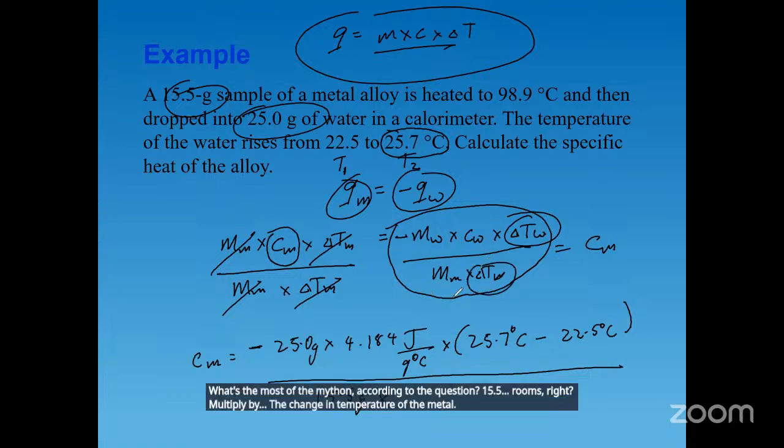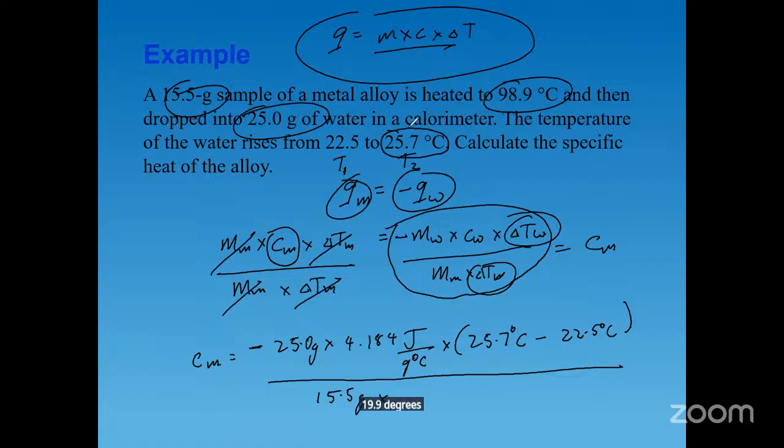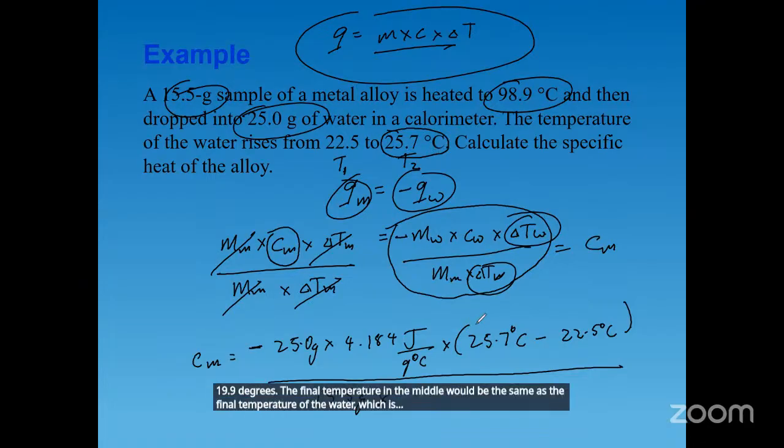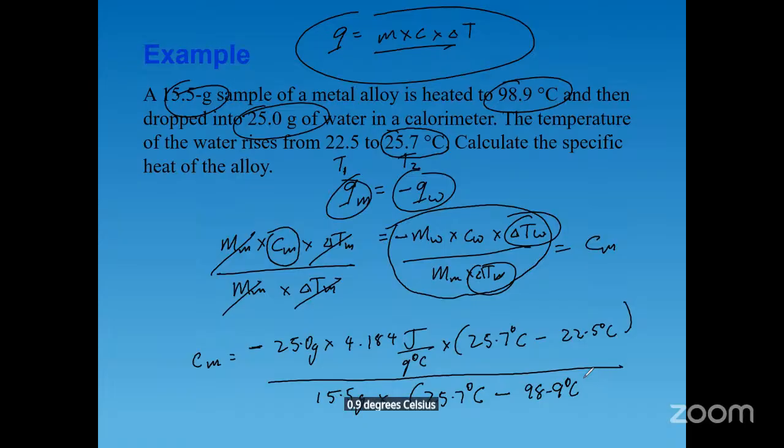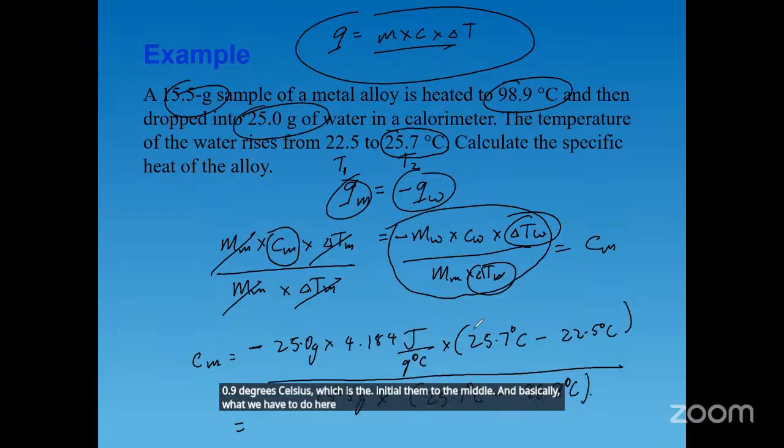Now we have to be careful here. Remember, the initial temperature of the metal is 98.9 degrees. The final temperature of the metal will be the same as the final temperature of the water, which is 25.7 degrees Celsius, right? So basically that would be 25.7 degrees Celsius, that's the final temperature, minus 98.9 degrees Celsius, which is the initial temperature of the metal. And basically what we have to do from here is to do the calculations.